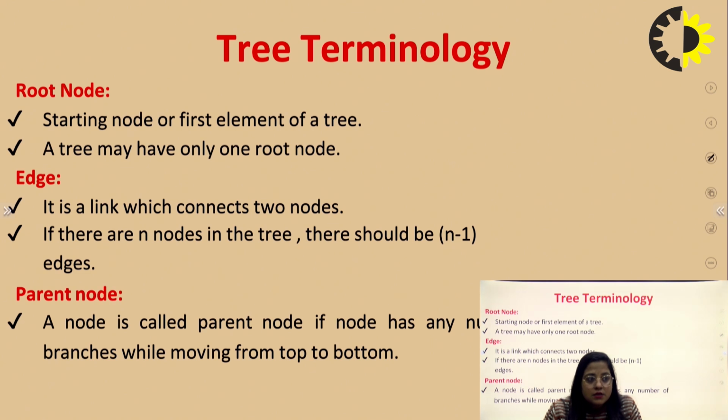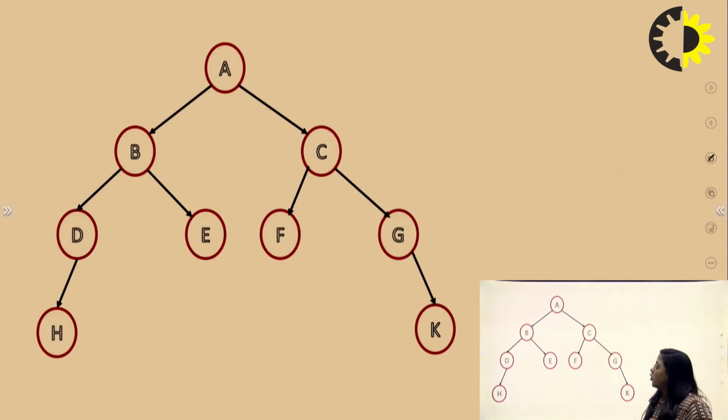What are edges? An edge is the connecting line to another node. It is a link which connects two nodes. If there are n nodes in a tree, then there should be n minus 1 edges. Now comes the parent node. A node is called a parent node if it has any number of branches while moving from top to bottom.